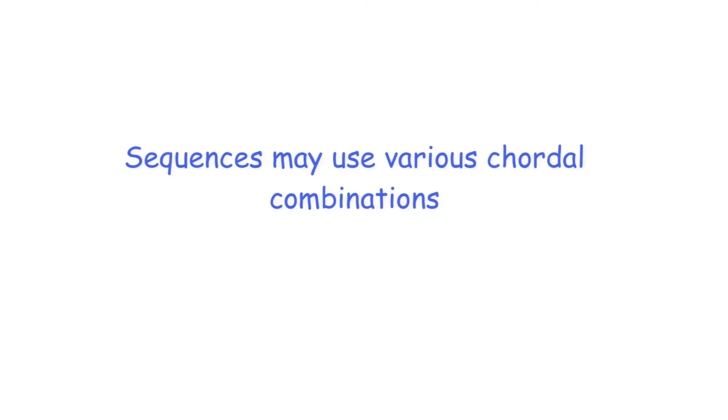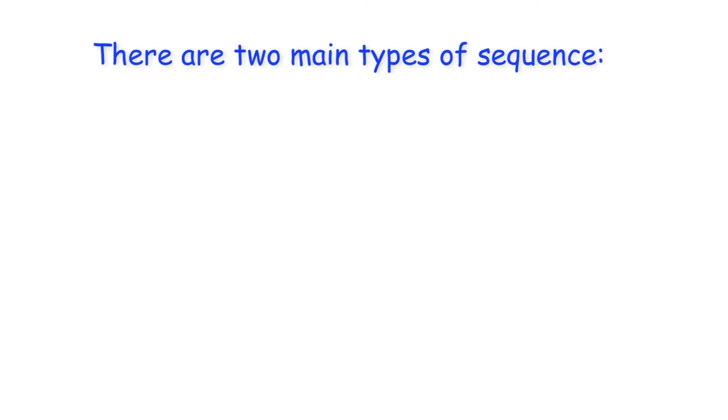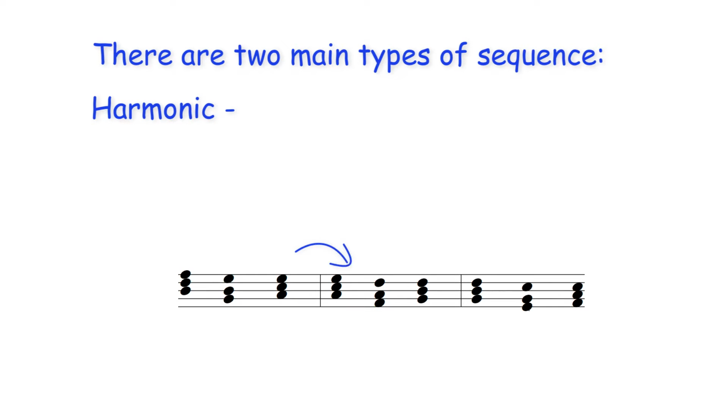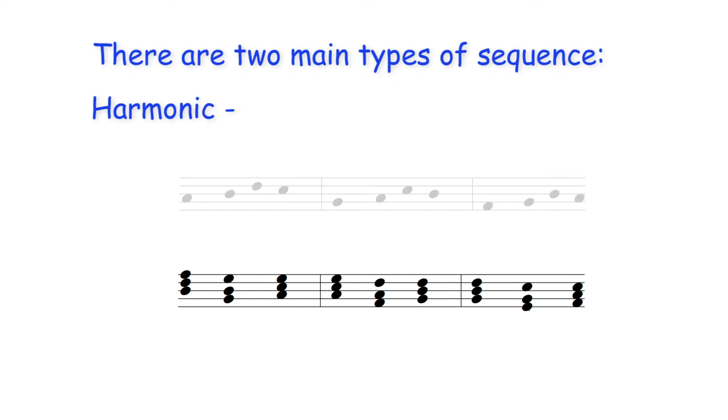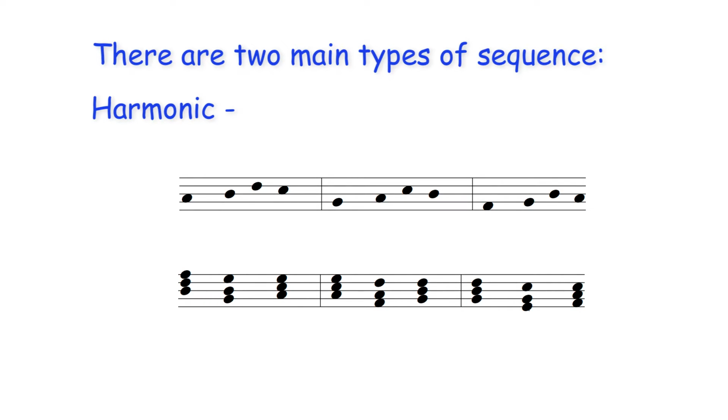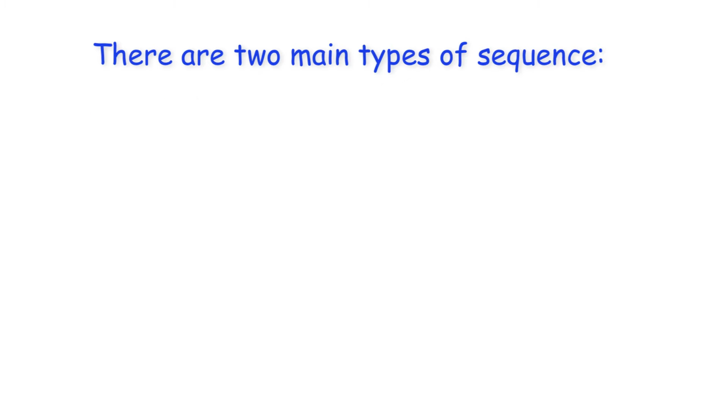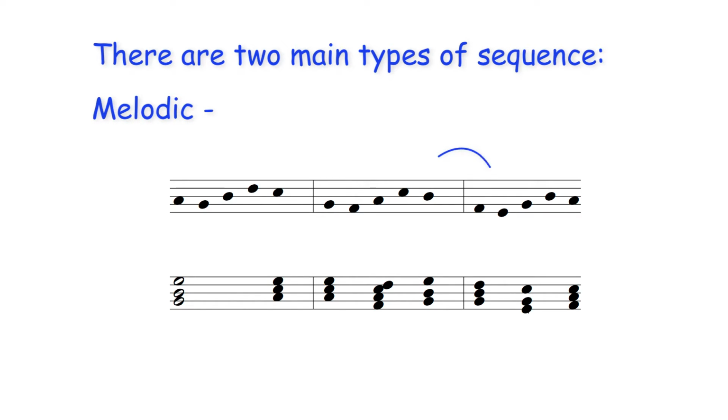Sequences may use various chordal combinations. However, here I will only discuss those using 2-5-1 progressions. In music, there are 2 main types of sequence. The first is the harmonic sequence, where the chord pattern is repeated while the melody is either varied over each repeat or remains the same but is moved to different pitches to follow the harmony, and the melodic sequence, where only the melodic shape is repeated while the chordal progression may vary.